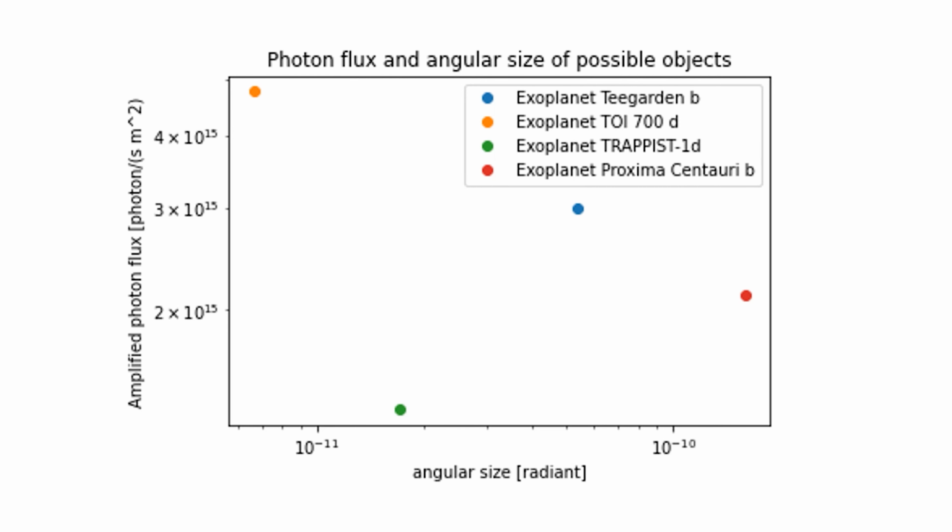To conclude, let's look at some of the most Earth-like exoplanets in an overview. The x-axis indicates their angular size and the y-axis indicates their amplified photon flux. We see that the amplified photon flux for all of them is larger than the background brightness. So solar gravitational lensing actually provides a way to find out more about those Earth-like exoplanets.